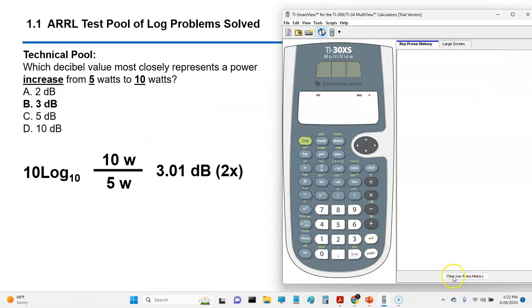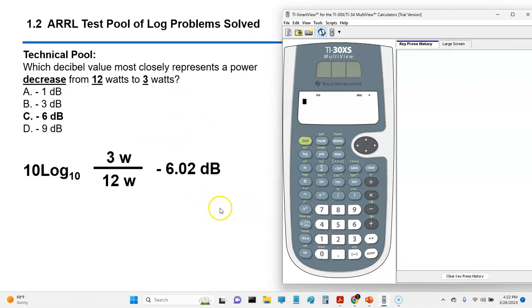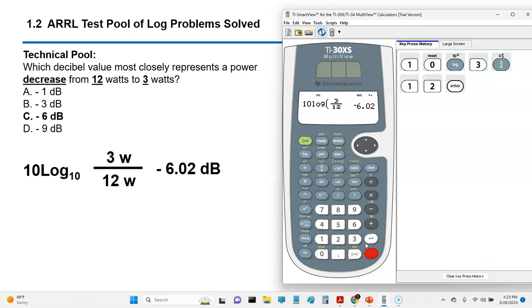All right, let's clear the calculator and go to the next one. It says which decibel value most closely represents a power decrease from 12 watts to 3 watts. That's a power loss, so that's going to be a negative dB. Again, we're going to go 10 log base 10, and we're going to put 3 on top, which is the measured value, and 12 is the reference, and that's going to give us a loss of negative 6.02 dB. So that's how you solve that problem.